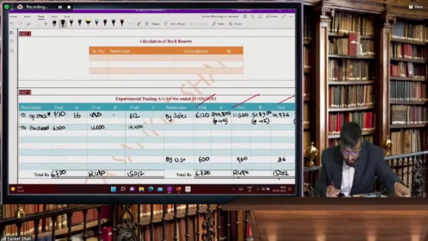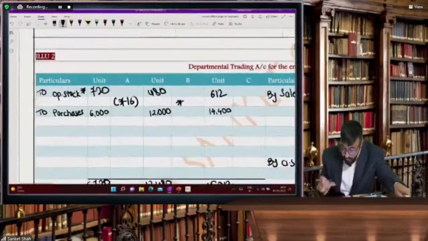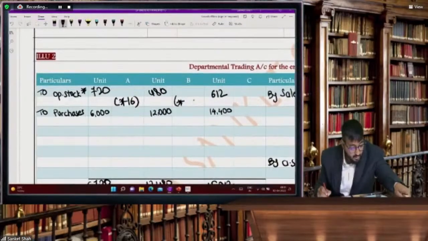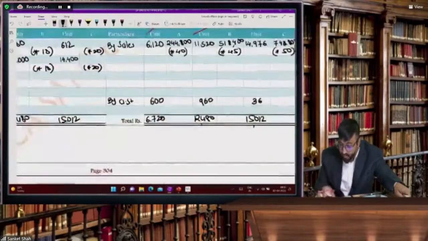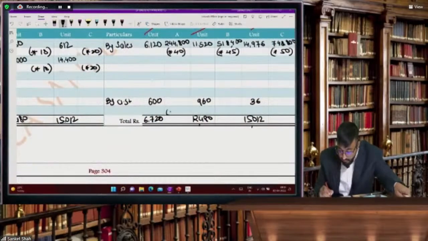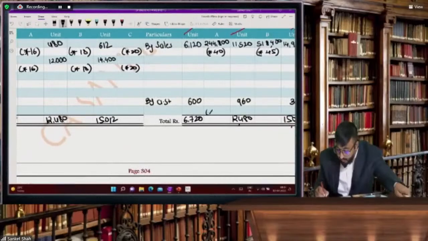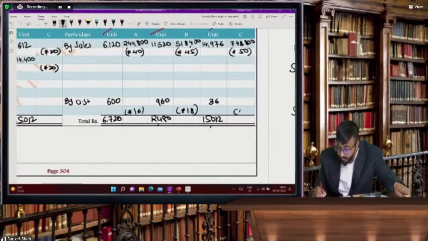Now 16, 18, 20 we are going to record here. 16 into, 18 into 20. Similarly, purchase is also at cost. Opening stock is at cost. Purchases is at cost. And even closing stock is also at cost. Into 16, into 18, into 20.